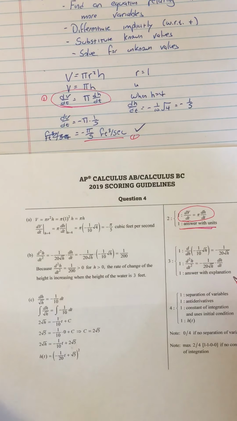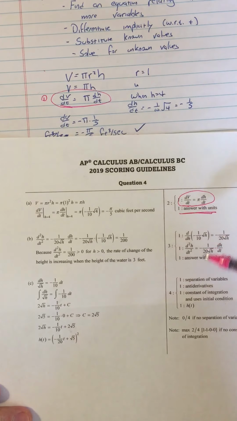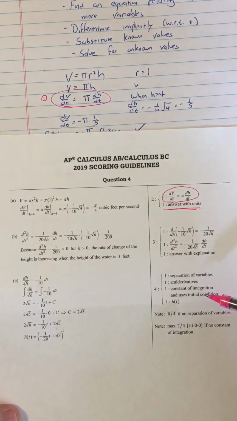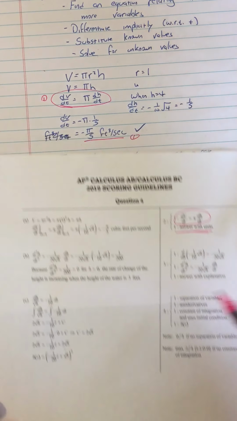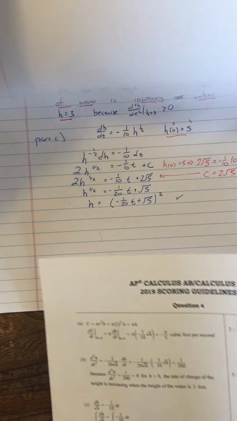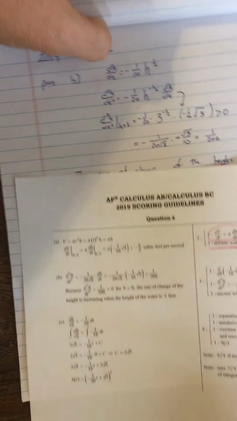All right, and then for part 3, this is only a 3-part question, so they go 2, 3, and 4. That last one is the biggest point value because separation of variables is the most work. So for part 3, part B, I thought it was interesting the way they broke these points up.